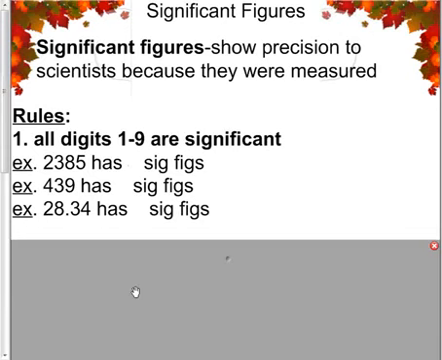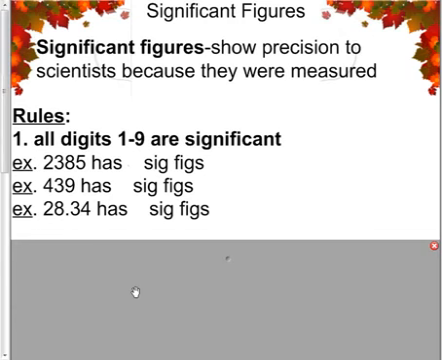Significant figures is a way to describe numbers that show precision to scientists because they were measured. For example, if I said, how far away do you live from school? You might say, I live 7 miles from school. Whereas somebody else might say, I live 7.1 miles from school. The person who lives 7.1 miles might know with a greater degree of precision how far away they live, whereas 7 might be a more general number.